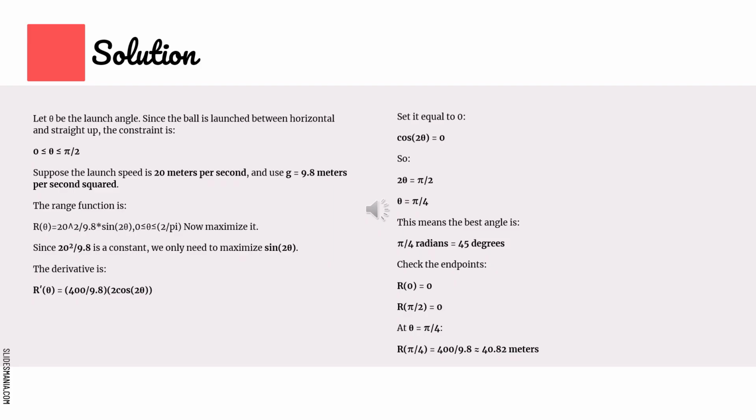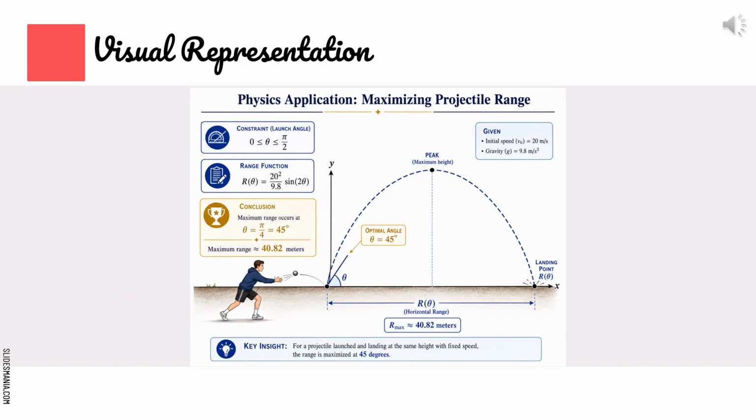And check where our data leads us. At 45 degrees it gives us 40.82 meters. At 0 degrees it gives us 0, and at pi over 2 it gives us 0 as well. So let's continue. This is a visual representation of the physics application of maximizing the projectile range.